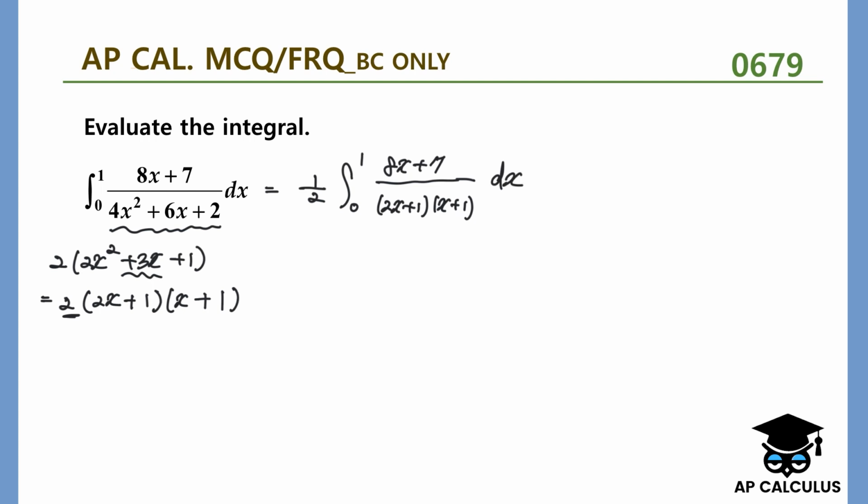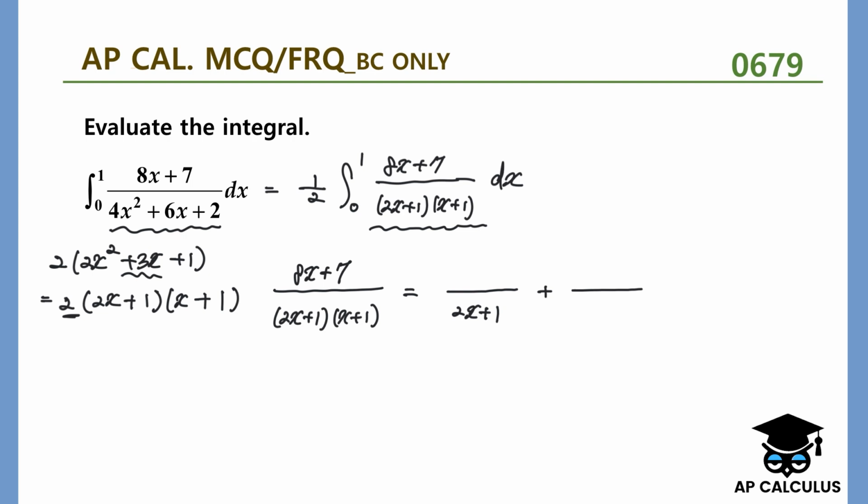Now let's find the partial fractions of this expression. 8x plus 7 over 2x plus 1, x plus 1 is equal to, we're going to have one fraction with the denominator 2x plus 1, another fraction with the denominator x plus 1, right?